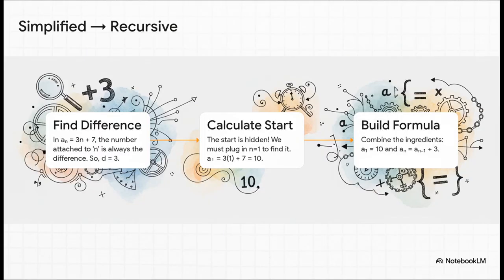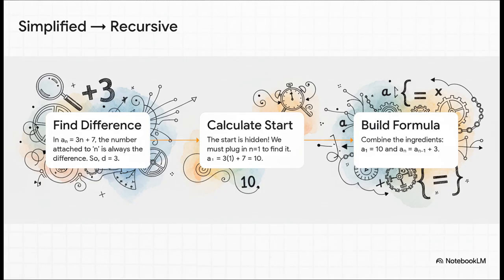With a simplified formula like this, finding our ingredients is just a little different. The difference is actually the easy part. It's always a number that's attached to the n. So in this case, d is 3. But the start, it's hidden. And I'll tell you right now, that 7 is not our starting number.